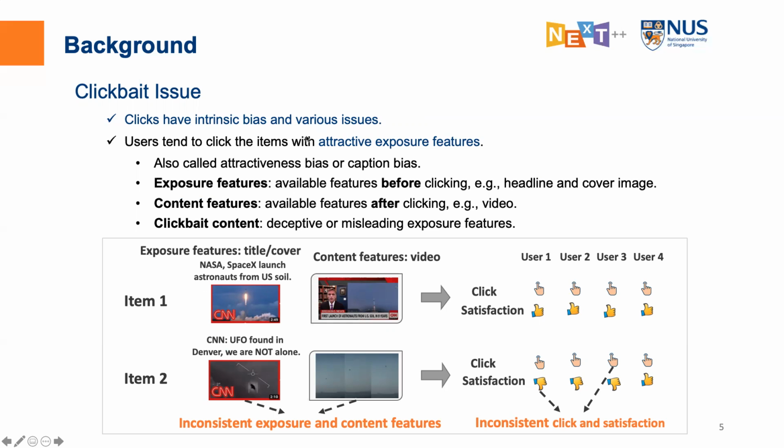This bias is also called attractiveness bias or caption bias in previous work. We find that some items have clickbait content. They have attractive exposure features but boring content features. This can be called deceptive or misleading exposure features, and it leads to inconsistent click and satisfaction. It means that even though we click, we are not satisfied with the content. This is the definition of the clickbait issue.